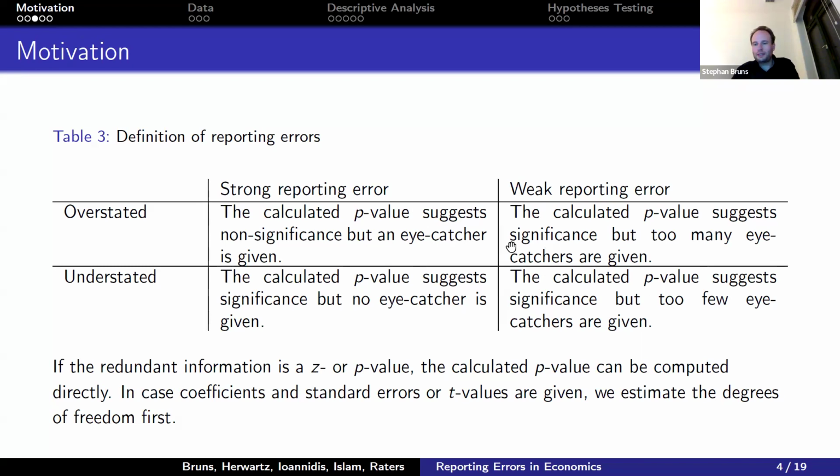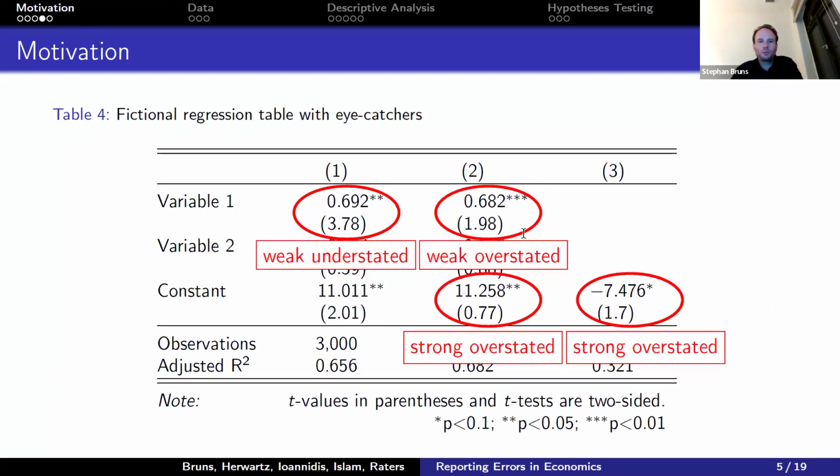So when we look at these definitions and apply them to the previous table, we can see this would be a weak understated reporting error, because this should be 3 stars and they give us 2. This is a weak overstated error. This should be 2 stars, but they give us 3. So we do not bother that much about weak reporting errors because they do not influence that much what we read from the paper. What we care about are strong errors.